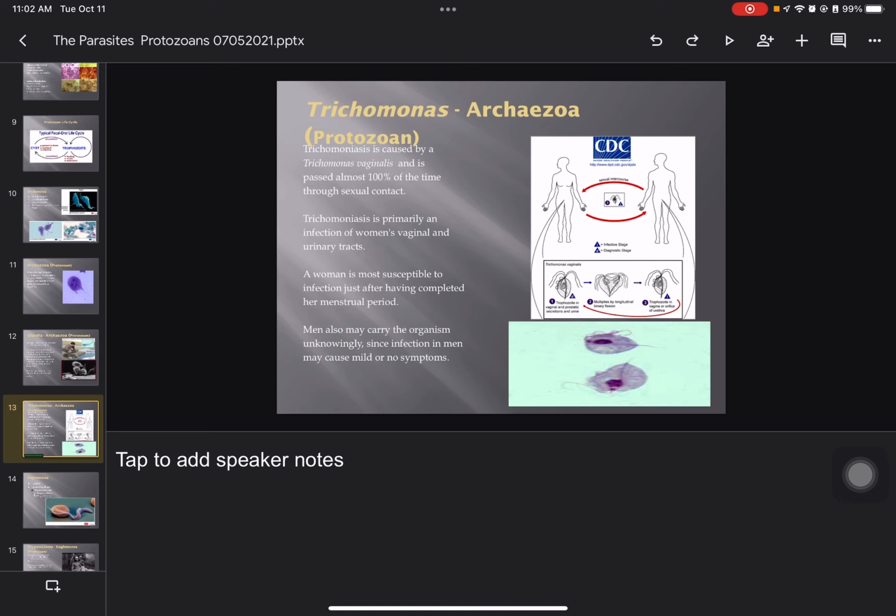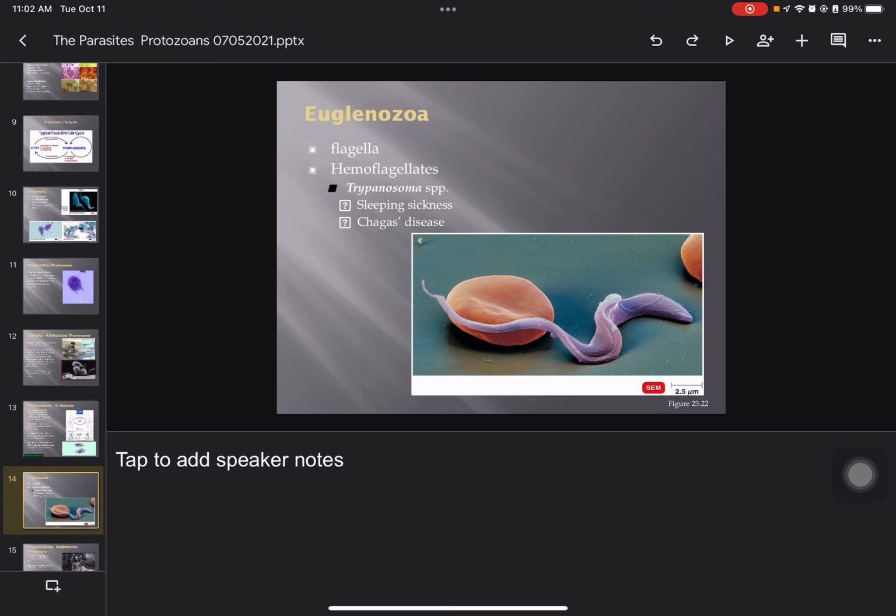All right, let's talk about the euglenozoa. The euglenozoa are flagellated also, except they have mitochondria. They're more highly evolved, if you will. And some of these organisms are bad boys, right? So the two that I want to talk about are the hemoflagellates. What does that mean, Samantha? Hemoflagellates. It means that they like blood. They're in the blood. Very good.